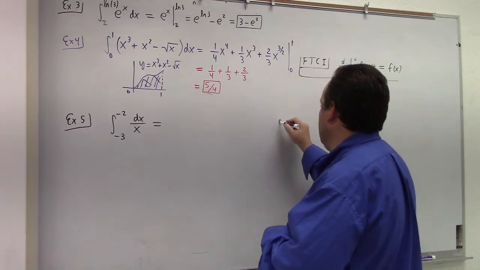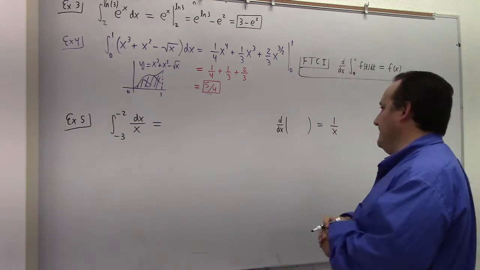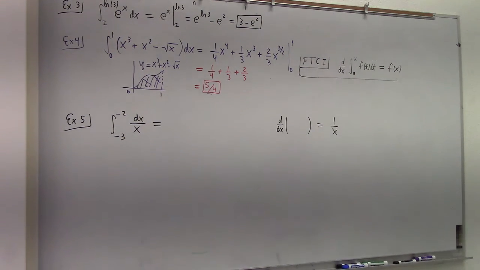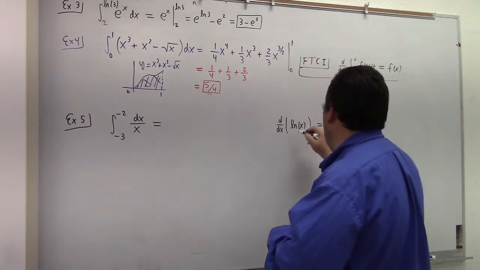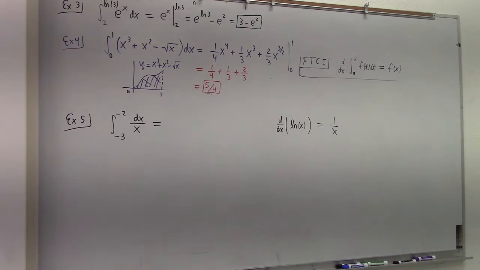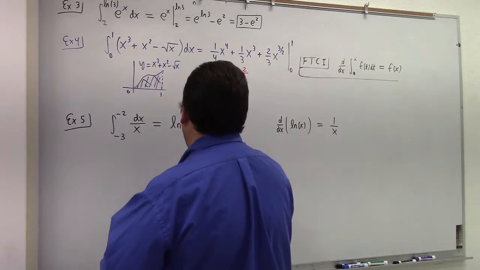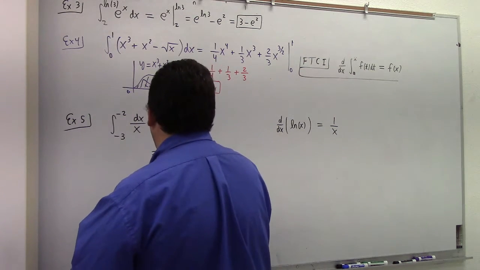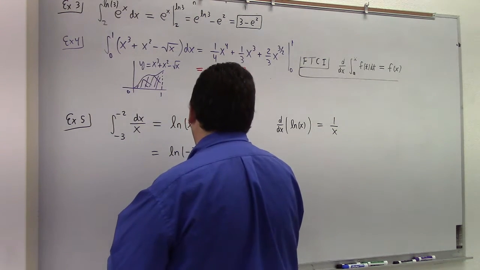Let's see here. d dx of what function gives us 1 over x? Wasn't it natural log, right? All right, am I right? The derivative of natural log is 1 over x. So I put natural log here, right? And I got to evaluate from -3 to -2. And I get natural log of -2 minus the natural log of -3.